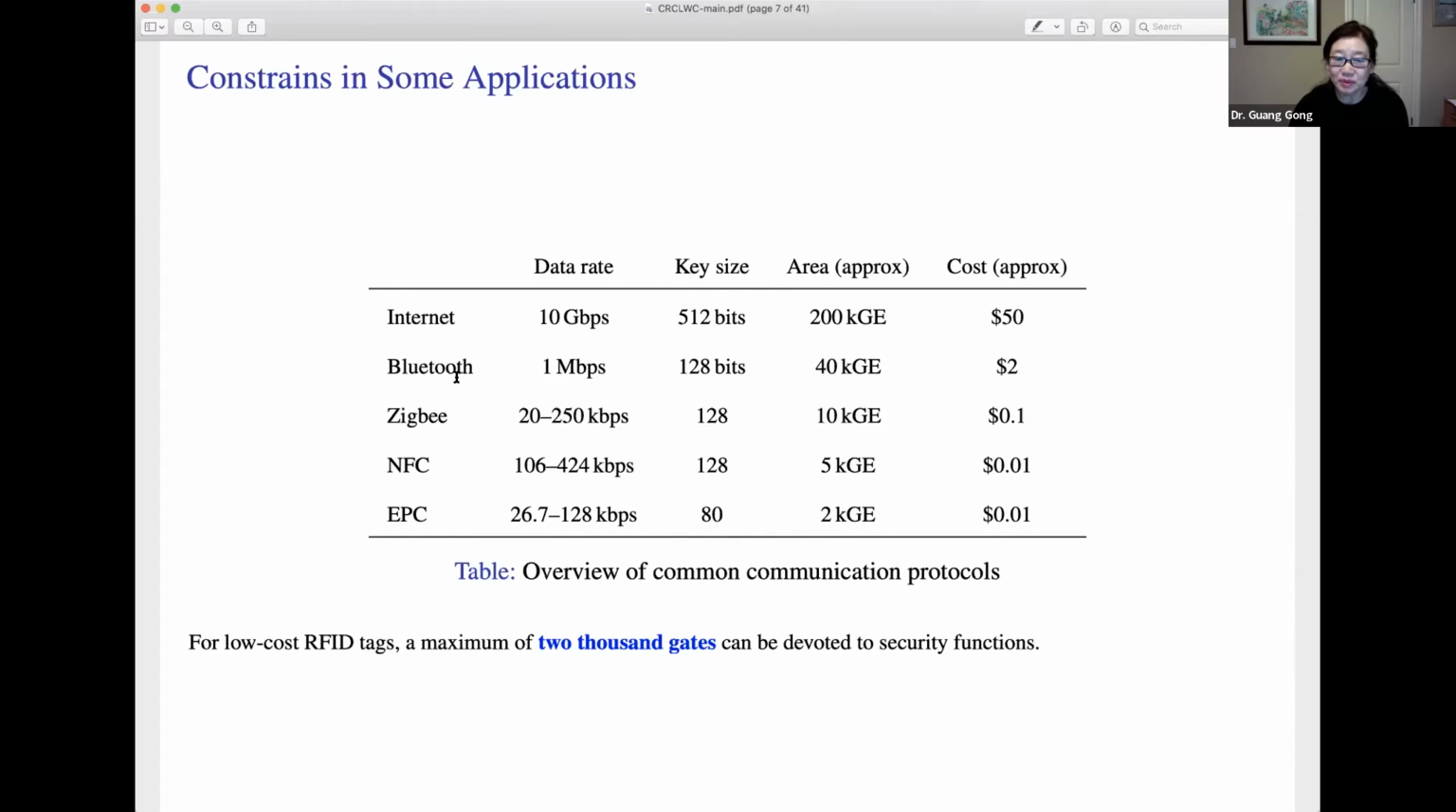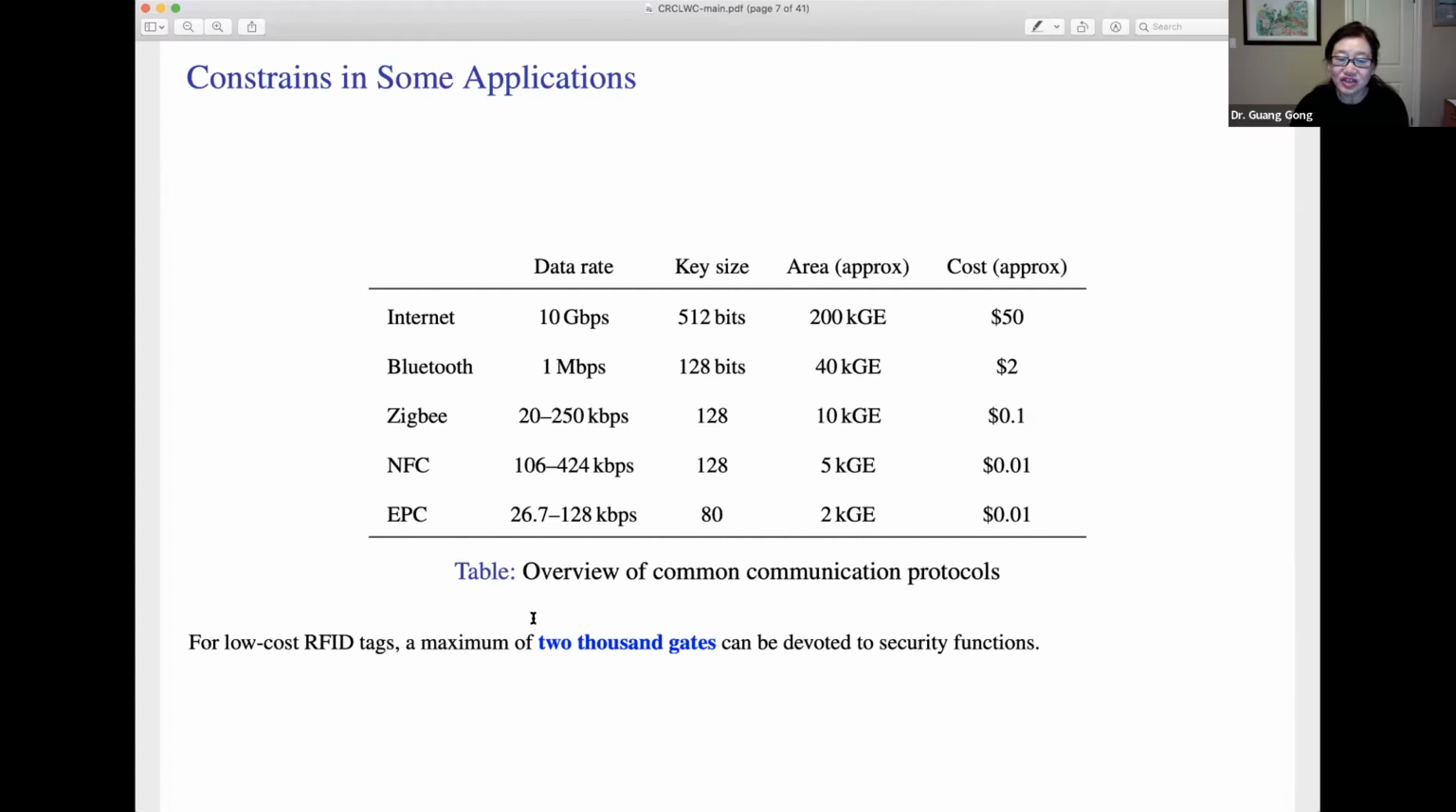Then you come to Bluetooth, and the data rate decreases. Also, the cost is possibly $2. Then you look at EPC and NFC, and their rate is very small compared with the internet, and they are also cheap, 1 cent. Okay, so the problem is how you can provide security to such cheap devices.